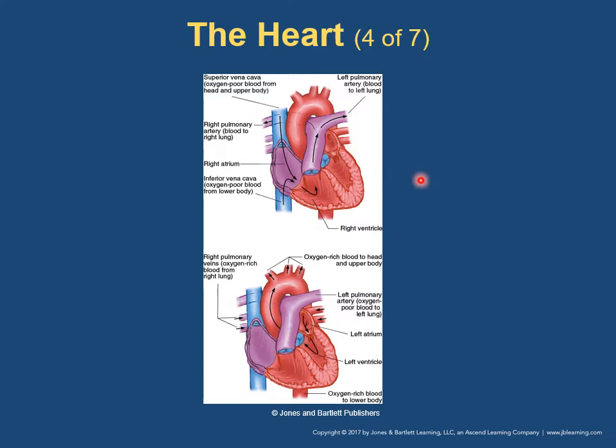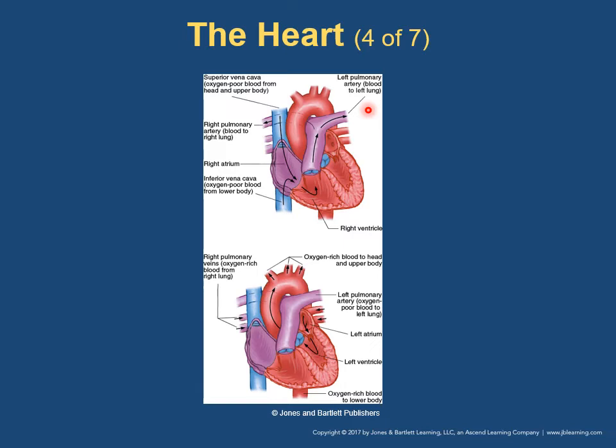The right side of the heart receives blood from the veins of the body. The blood enters from the superior and inferior vena cava, it's happening here, into the right atrium and then fills the right ventricle. As the right ventricle contracts, blood flows into the pulmonary artery and the pulmonary circulation system here, okay? And then it goes out to the lungs.